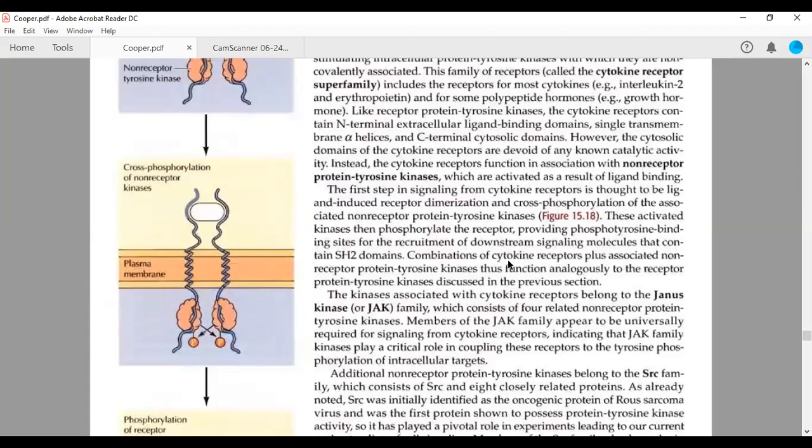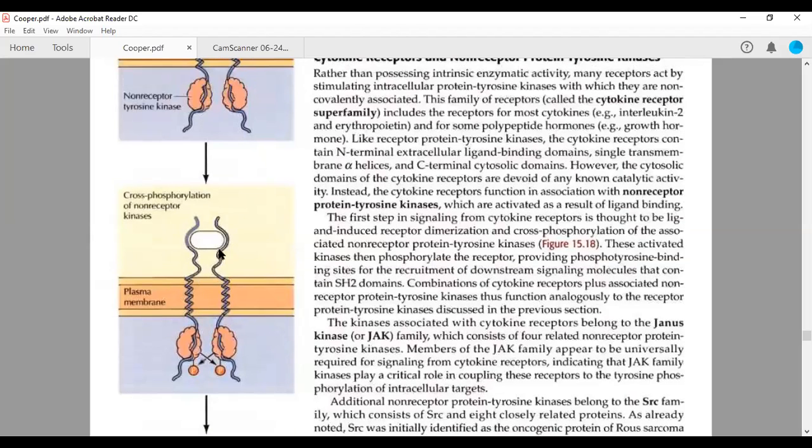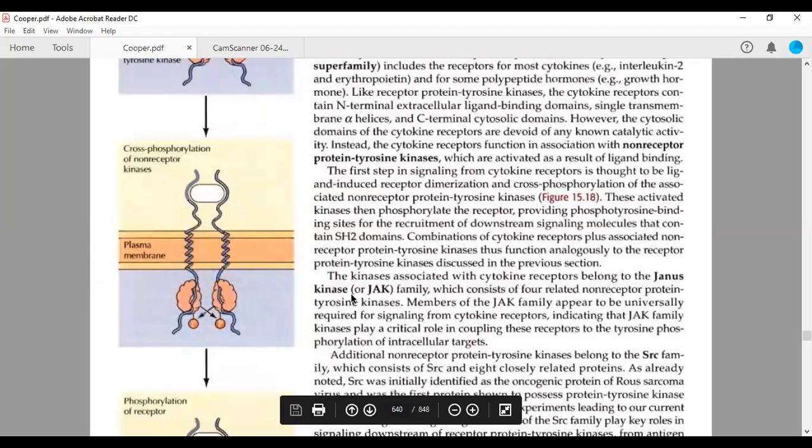So they will function analogously to the receptor tyrosine kinases, as discussed in the previous section. Now there are kinases associated with cytokine receptors. The question is, this is something different, because these are cytokines. So Janus kinase will come into the picture.